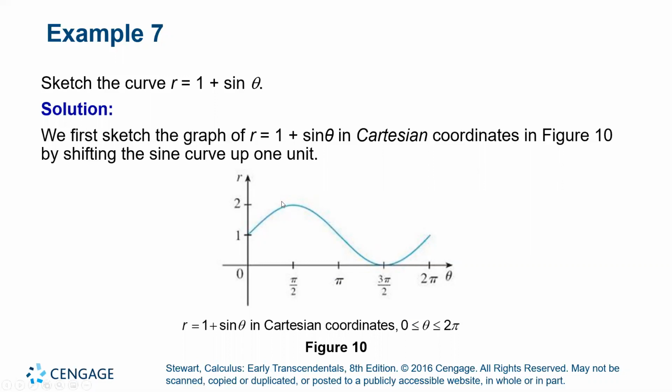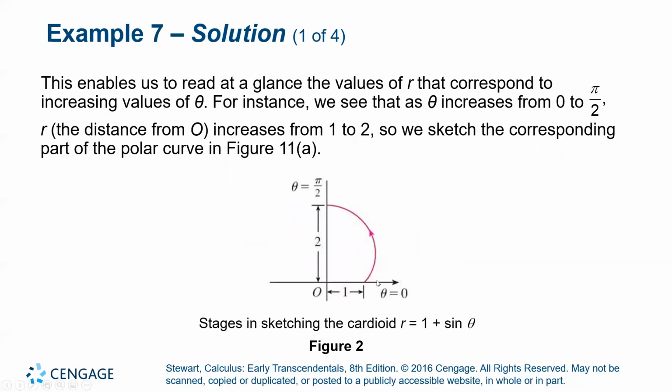Now the easiest way to understand what this is going to look like is to start out by plotting this function in Cartesian coordinates, pretending that theta is your x and r is your y. And that is the graph you see on the screen here. A standard sine curve shifted up 1 unit because it's sine of theta plus 1, okay? And we only graphed one period of the sine curve from 0 to 2 pi.